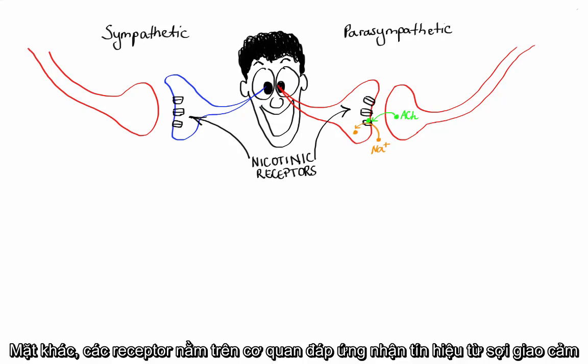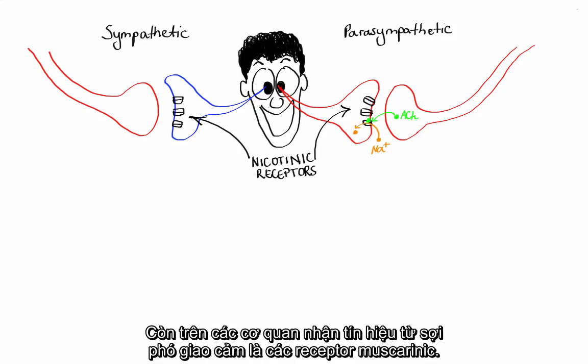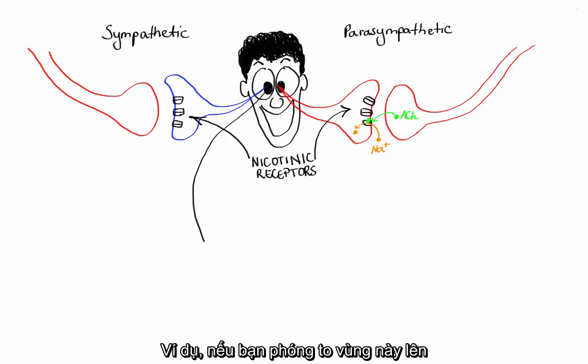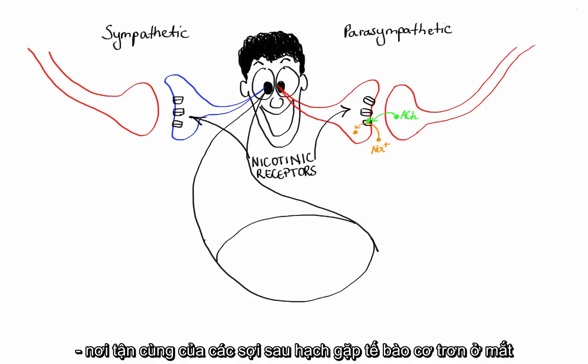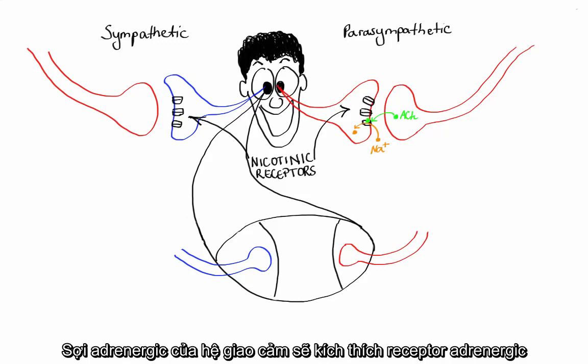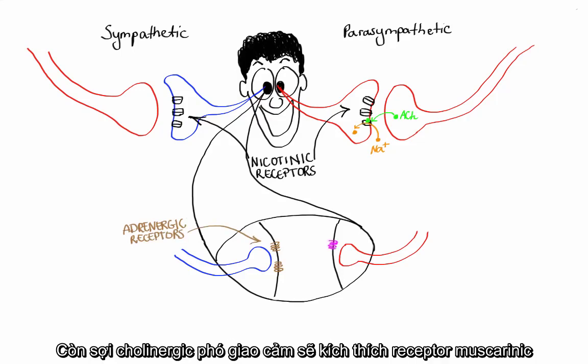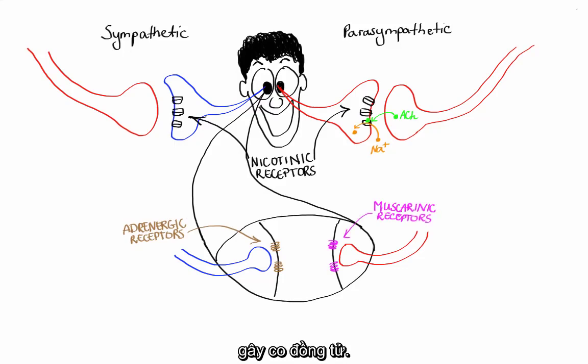of ions such as sodium, which eventually leads to an action potential. On the other hand, all the receptors on the effector organs that are receiving signal from sympathetic neurons are called adrenergic receptors, and the ones that are receiving signal from parasympathetic neurons are called muscarinic receptors. So for example, if we zoom in at this area right here, where the very ends of these postganglionic neurons meet the smooth muscle cell of the eye, the sympathetic adrenergic neuron would stimulate adrenergic receptors, leading to pupil dilation, and the parasympathetic cholinergic neuron would stimulate muscarinic receptors, leading to pupil constriction.